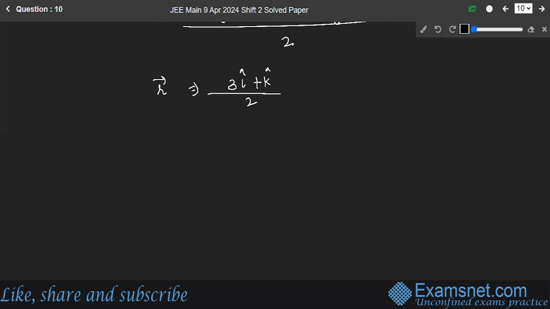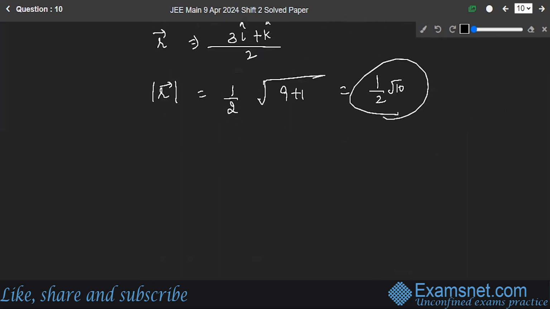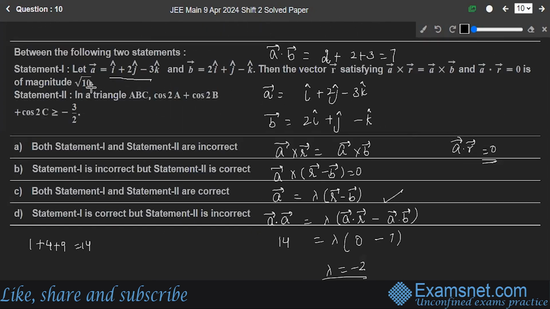The magnitude of R vector will be given by 1 by 2 outside root of 9 plus 1, or this is half of root 10. But in the question, you are given that the magnitude is equal to root of 10. That makes your first statement incorrect, right?